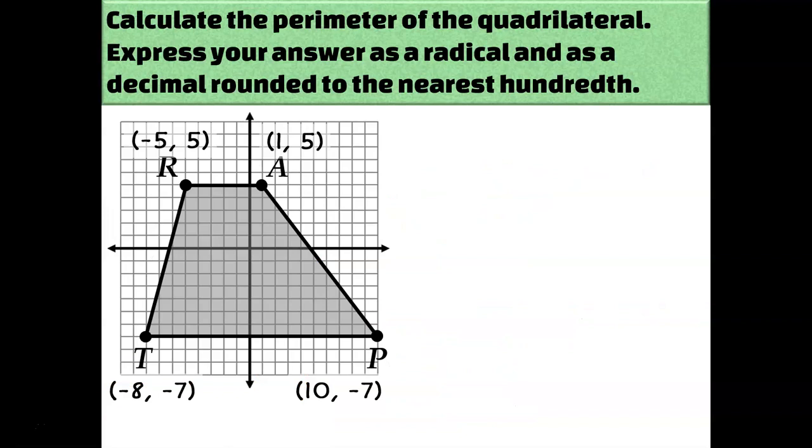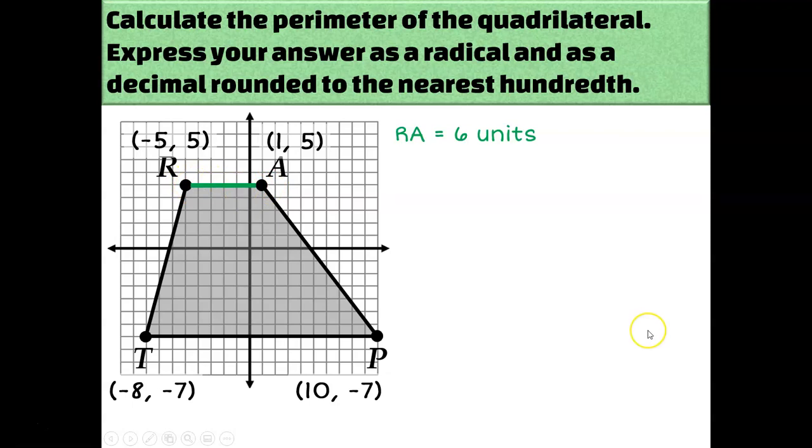We can also apply the distance formula to calculating perimeter. In order to calculate the perimeter of any shape, you need to figure out the lengths of all of its sides and add them all together. 2 of the sides of this shape are actually pretty easy to figure out because they're horizontal, and you don't have to use the distance formula to count the length of a horizontal or vertical segment. You can just count. For example, RA is 6 units long because the distance from R to A is 1, 2, 3, 4, 5, 6.